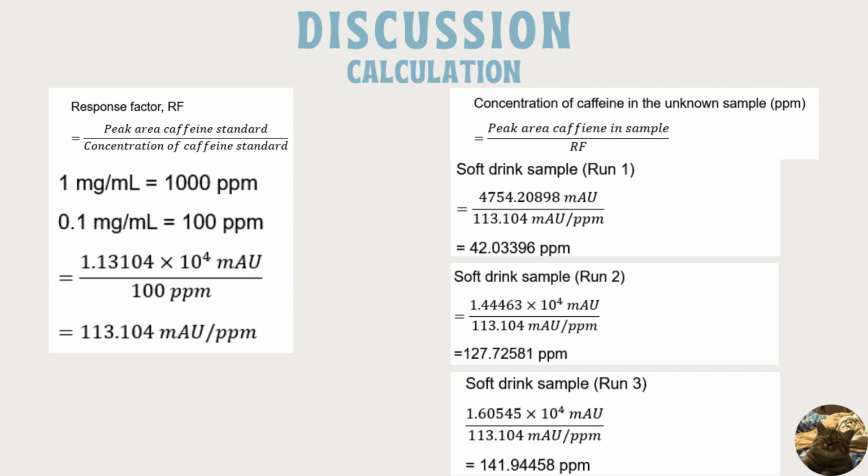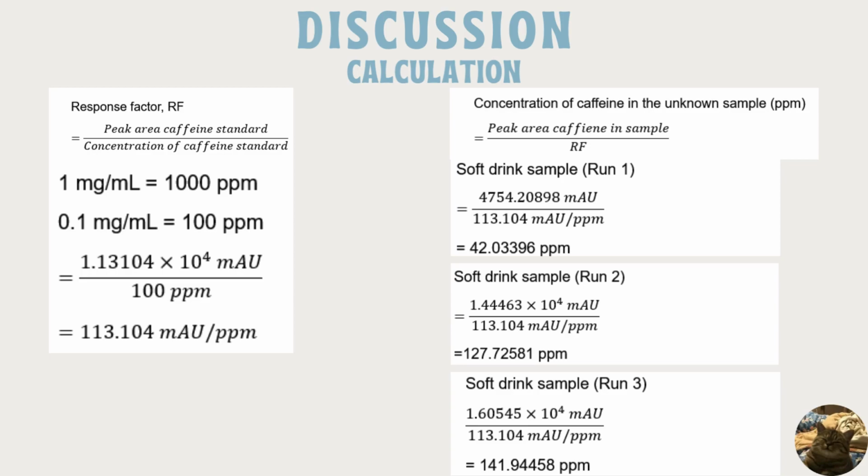The peak area of the caffeine standard was 1.13104 times 10 to the power of 4 milliabsorbance units. It was put into the formula of RF and the value obtained was 113.104 milliabsorbance units per parts per million. For the concentration of caffeine in the unknown samples, the peak area of caffeine in the sample was divided by RF.